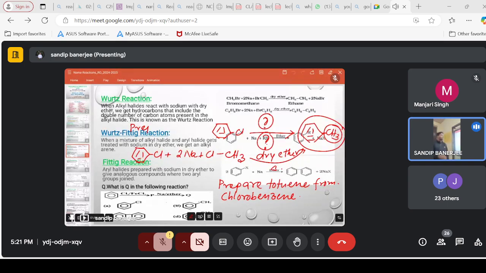You have to put a little bit of heat, not too much excess heat is essential here, because hydrocarbons are present here, and you know the boiling points of hydrocarbons are not too high. That's why excessive heat is actually not essential here. So chlorobenzene plus 2 sodium, as usual, and the right part is your CH3 methyl system. So this is the second component. In the dry ether medium, in the presence of heat, you will get your desired product toluene.